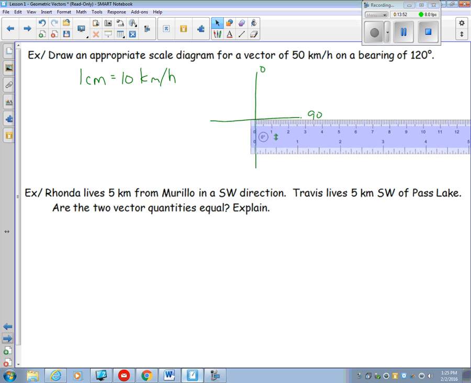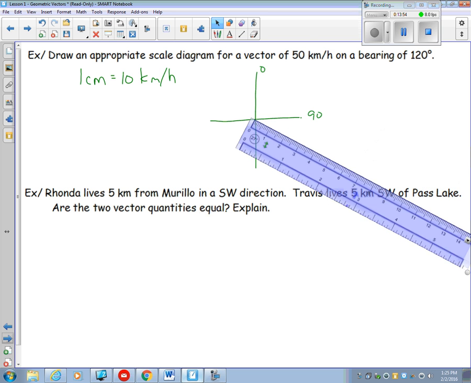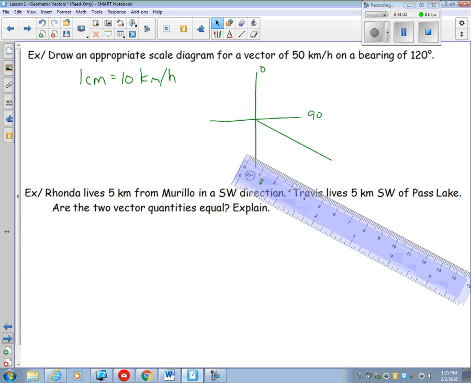And move that up there. Say about 30 degrees. And I need to go 50 kilometers an hour. So according to mine, that would be 5 centimeters. Okay, my tail's at the origin, my head's there, and I know this is 120 degrees. And there's a scale diagram, which you're going to have to do a few times today.